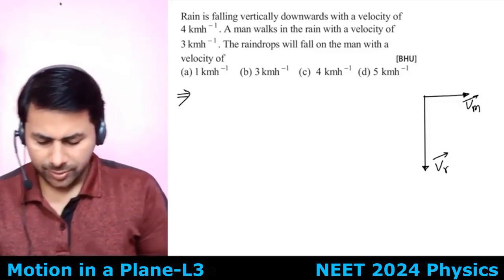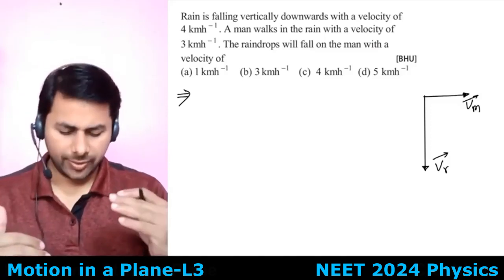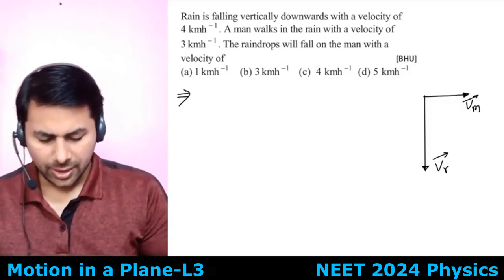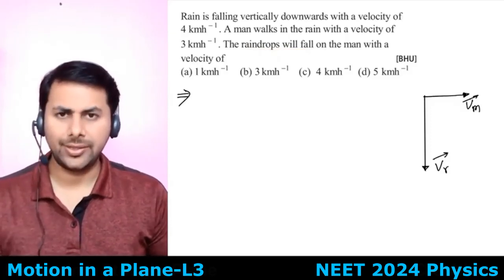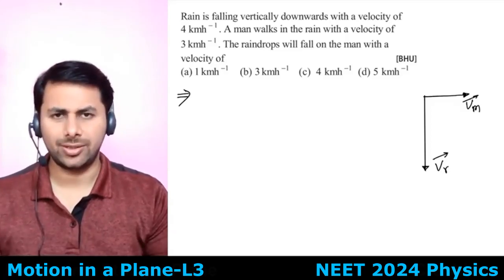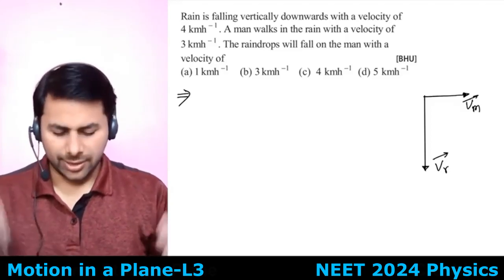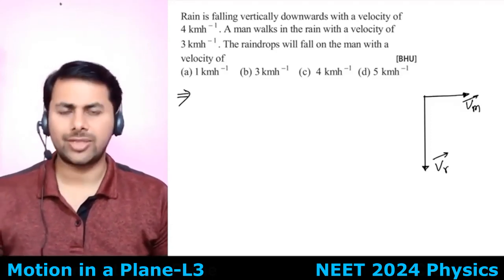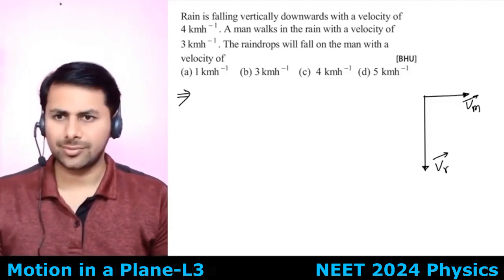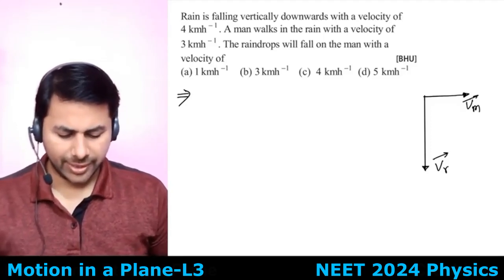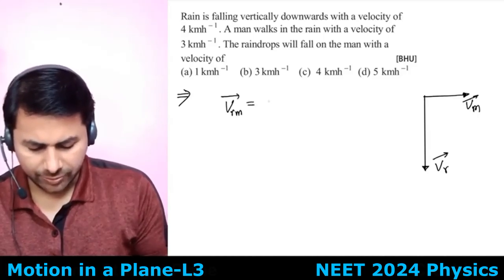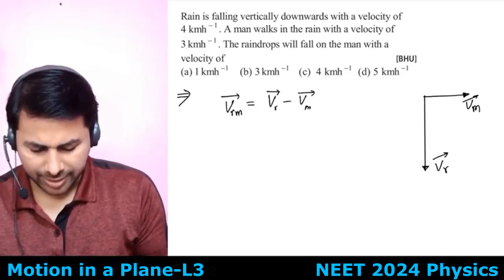So now here we have to find out the relative velocity of rain with respect to man, because they are asking raindrops will fall on the man. So raindrops are falling and man is also walking. So both of them have some velocity. So you want to find relative velocity of the raindrops with respect to man, right? Yes, no? That will be velocity of rain with respect to man is equal to velocity of rain minus velocity of man.